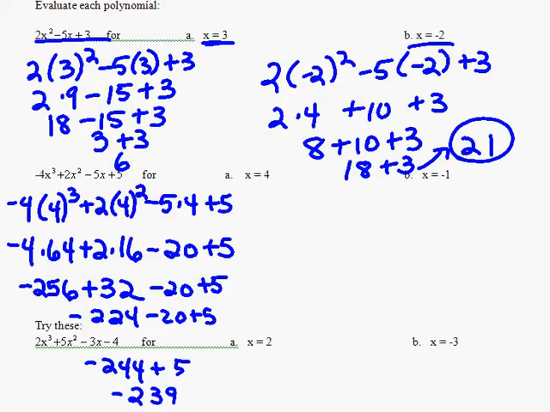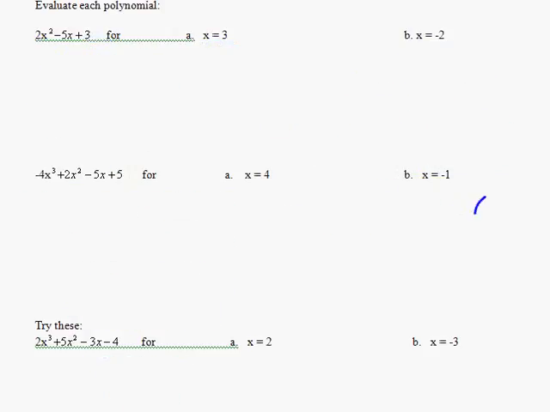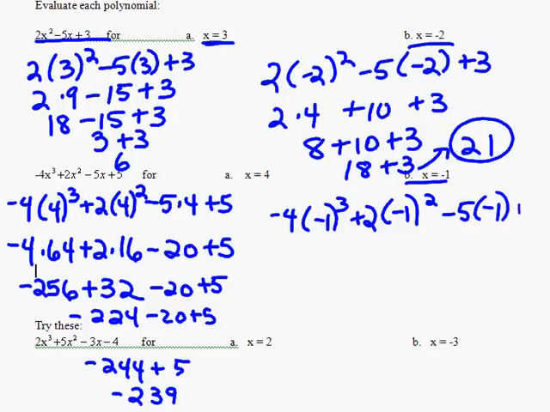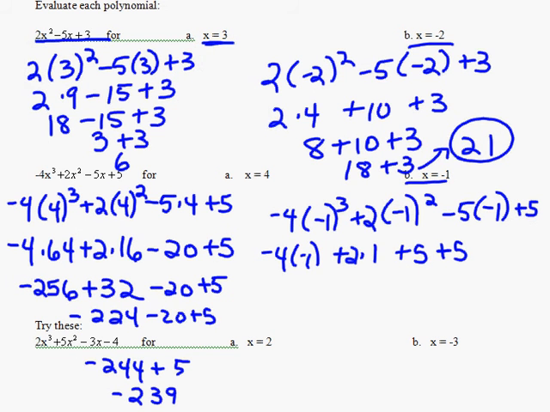Okay, then lastly, I'm going to plug in negative 1 for example B into that same polynomial. So I have negative 4 times negative 1 cubed plus 2 times negative 1 squared minus 5 times negative 1 plus 5. So now negative 1 cubed is a negative number raised to an odd power, gives me a negative answer, so that's negative 1, plus 2 times negative 1 raised to an even power is a positive answer, so that's 2 times 1, minus 5 times negative 1 is plus 5, plus 5.